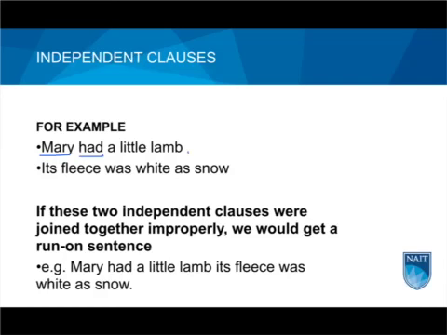In the second, we have another clause and it is also independent. There is a subject, which is "its fleece," and a verb, which is "was," and it makes sense if you put it on its own and have a full stop or a period at the end. If we take these two independent clauses and put them together into a single sentence, we would end up with a run-on sentence. Let's look at the example below. "Mary had a little lamb, its fleece was white as snow." Here we have a run-on sentence.